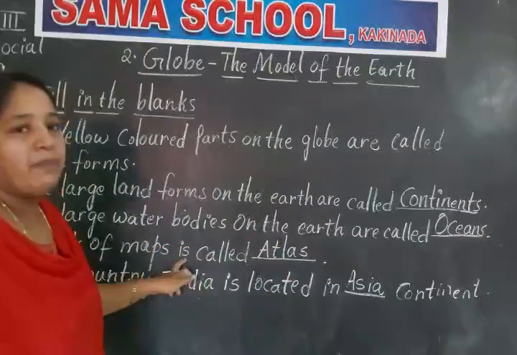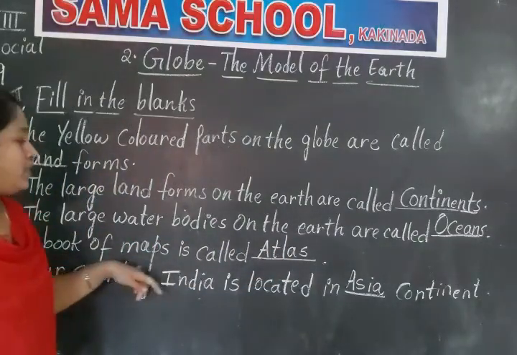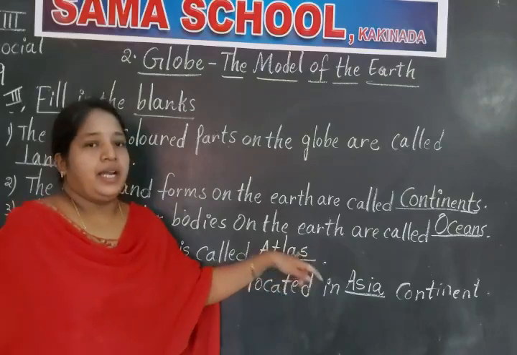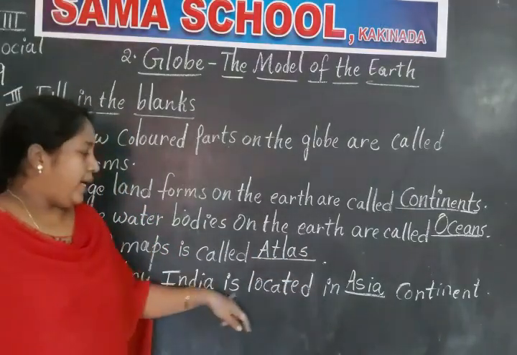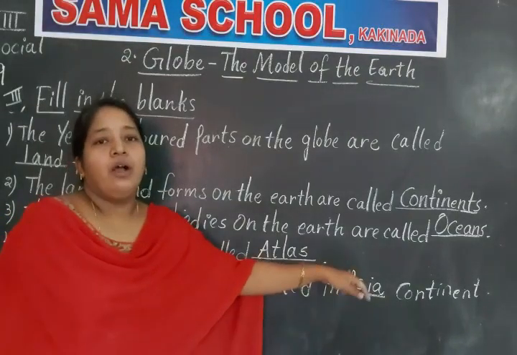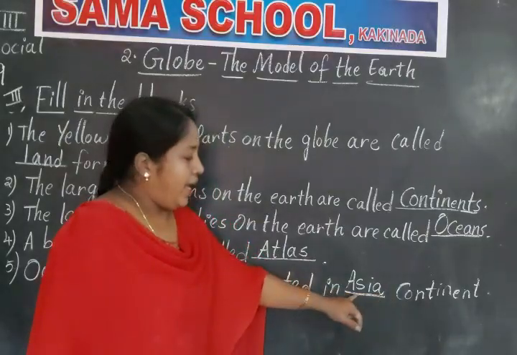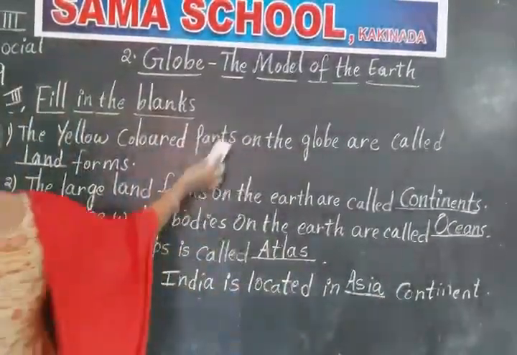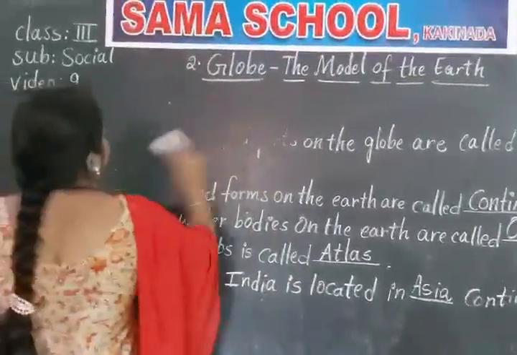And next one, a book of maps is called atlas. A-T-L-A-S. Atlas. Next, our country, India, is located in the Asia continent. A-S-I-A, Asia. So these are the fill in the blanks. Let's move into the next problem, that is matching.